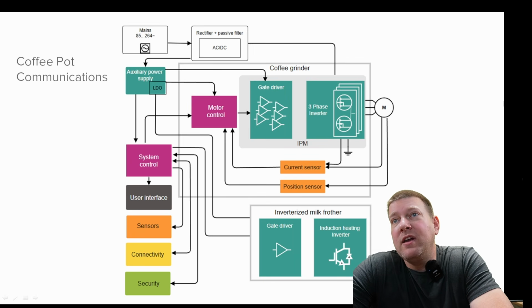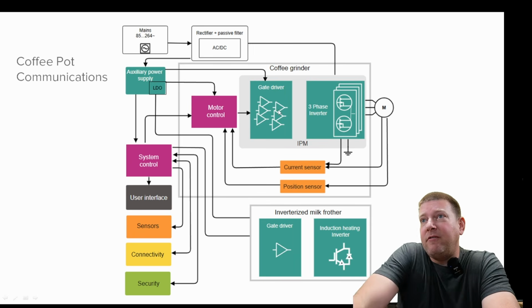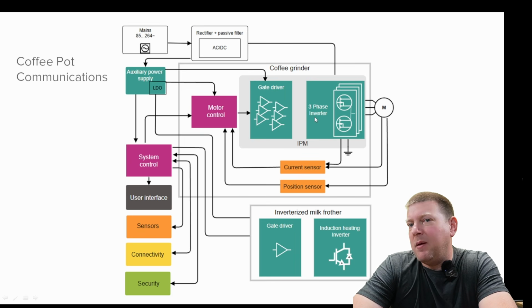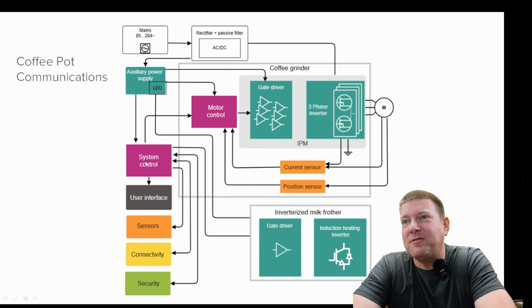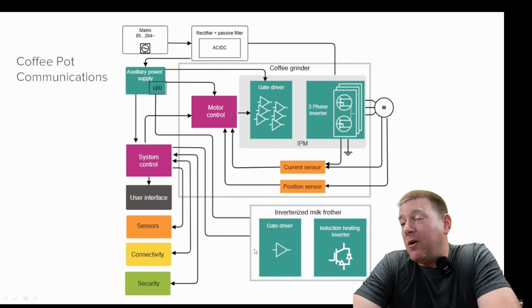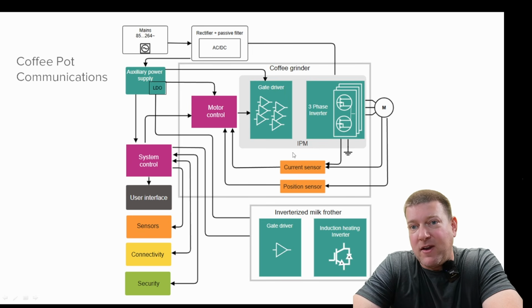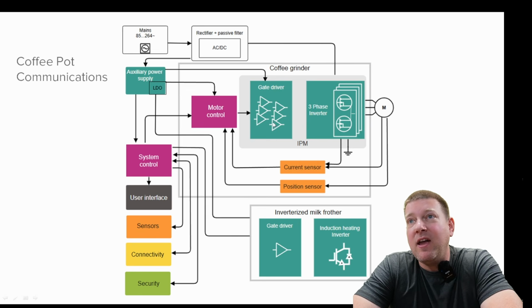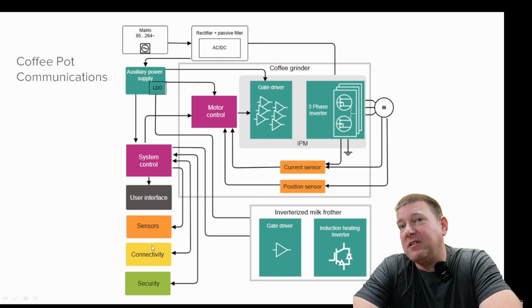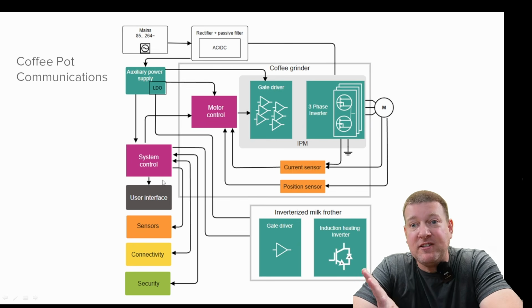Over here on the motor controller, we've got a gate driver and a 3-phase inverter for the motor. Somebody's got a brushless motor on their coffee pot. Good for you. That's an expensive coffee pot. And down here we have an inverterized milk frother. Now, in order to drive these MOSFETs right here, yeah, you got it, these things have to talk. It's not going to drive the milk frother unless it's got input from sensors saying, hey, it's safe.